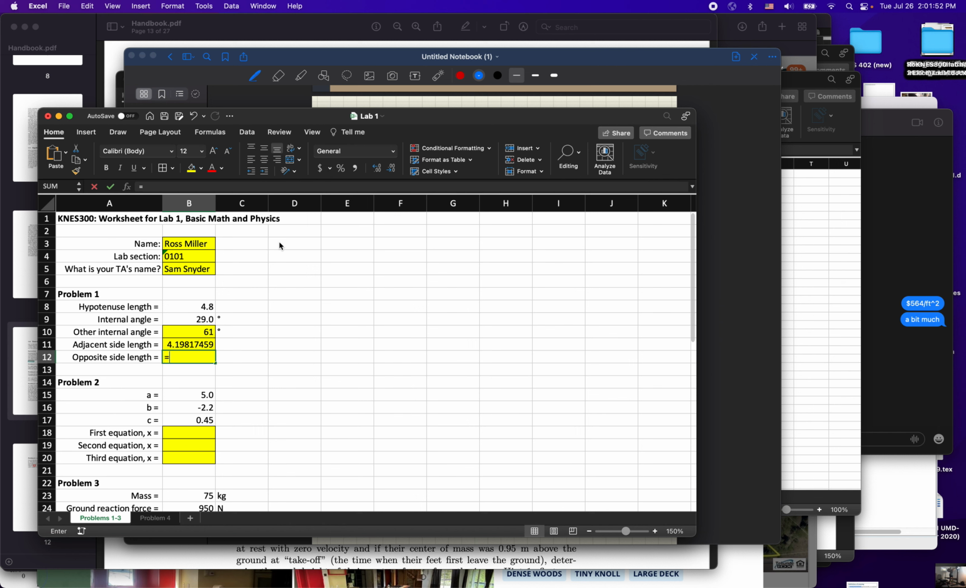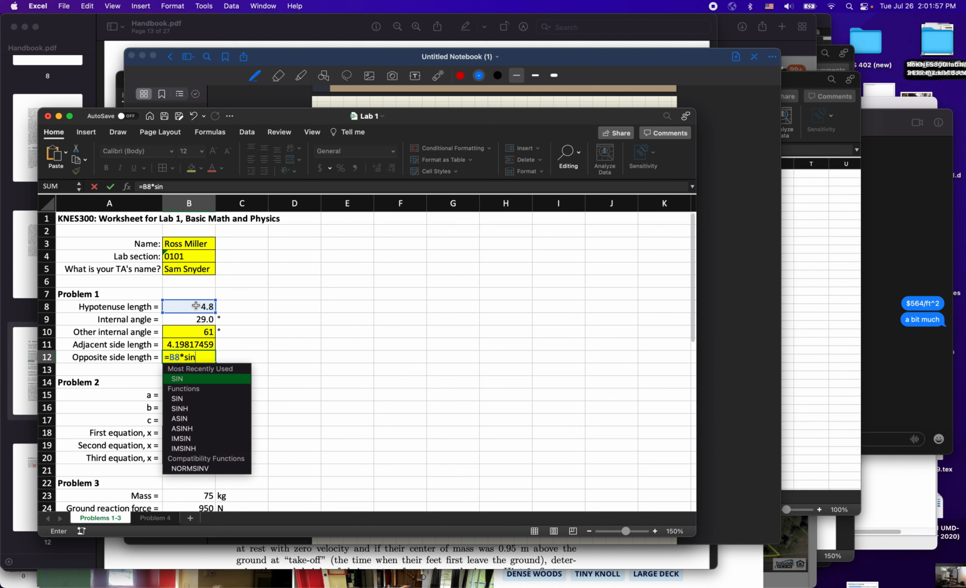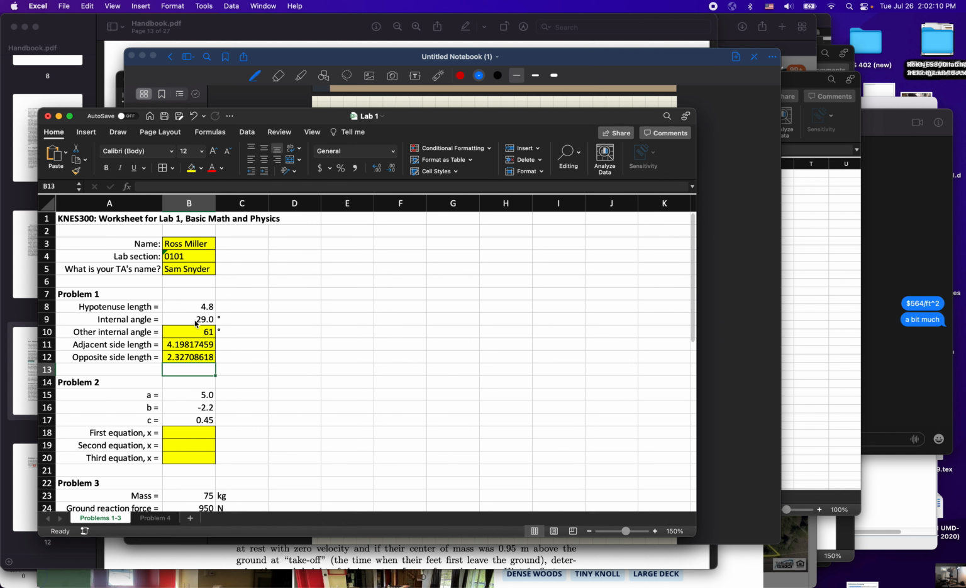That's going to be equal to my hypotenuse times the sine of the 29 degrees. And then I multiply that 29 by pi and divide by 180. Close it out with a right parenthesis. And 2.32, yada yada. Okay.